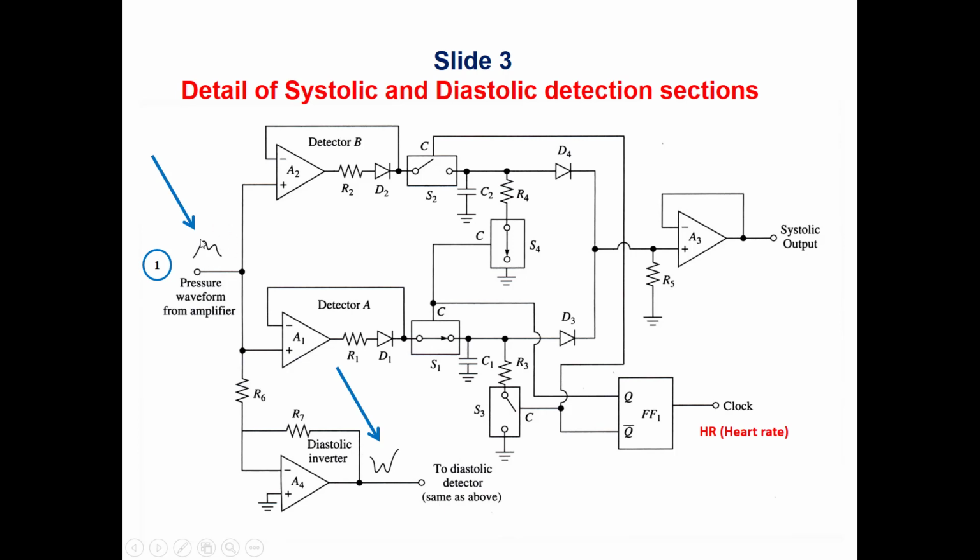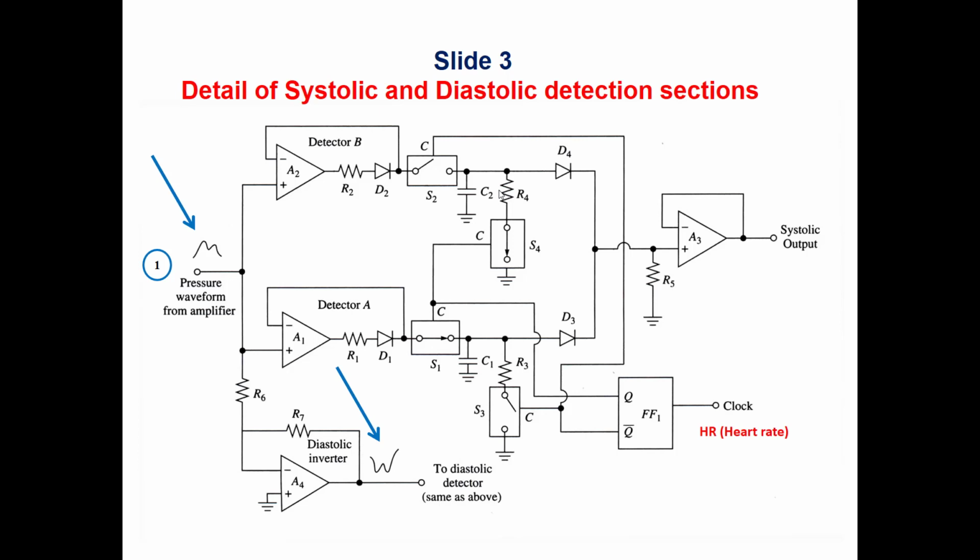In the first beat, what will happen if we have only one circuit? The systolic value will be stored in this capacitor. In the second beat, the second systolic value will be added to the first one, and what will end up is a summation of these systolic values.